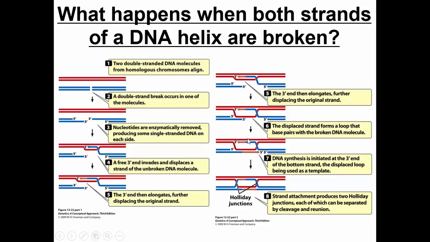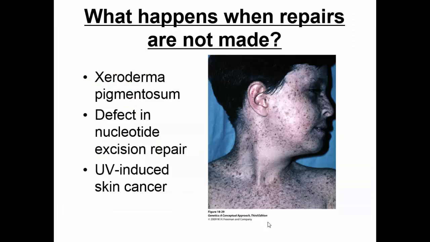And that's what you're seeing here, right? And here. At the end of the day, what happens is something called Holliday junctions are formed, where the DNA is sort of intermeshed or tangled together. Those are separated through a variety of mechanisms, which we're not going to cover in this lecture. So we'll just leave it at that, Holliday junction. But the main take-home point here is the fact that if there's a double-stranded break, you need homologous chromosomes to repair that break. Okay, so what happens when repairs are not made?